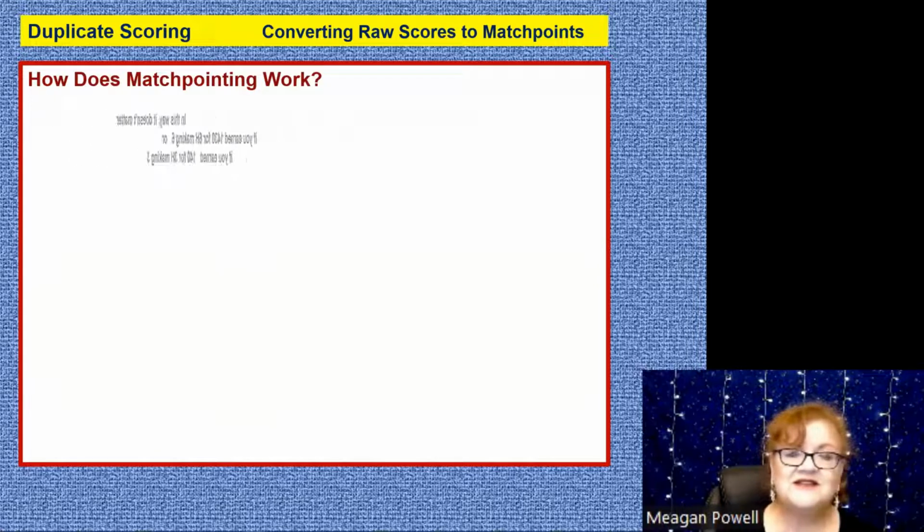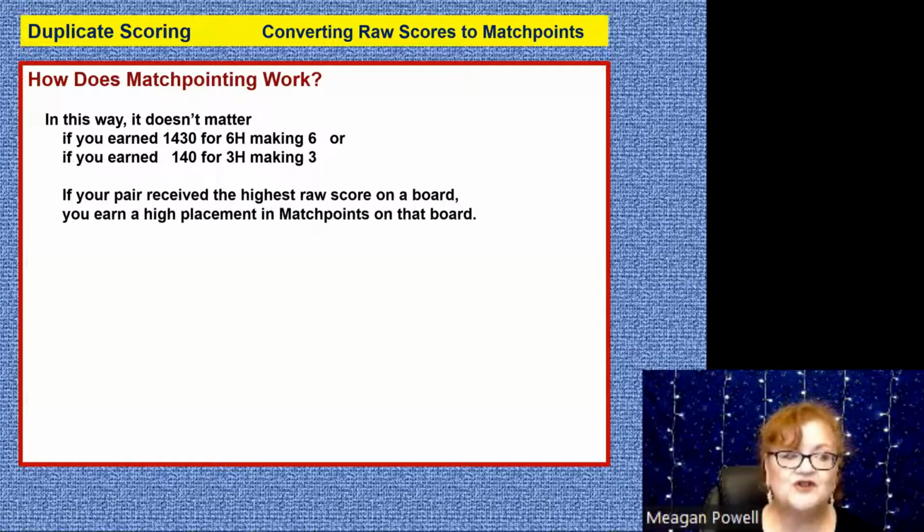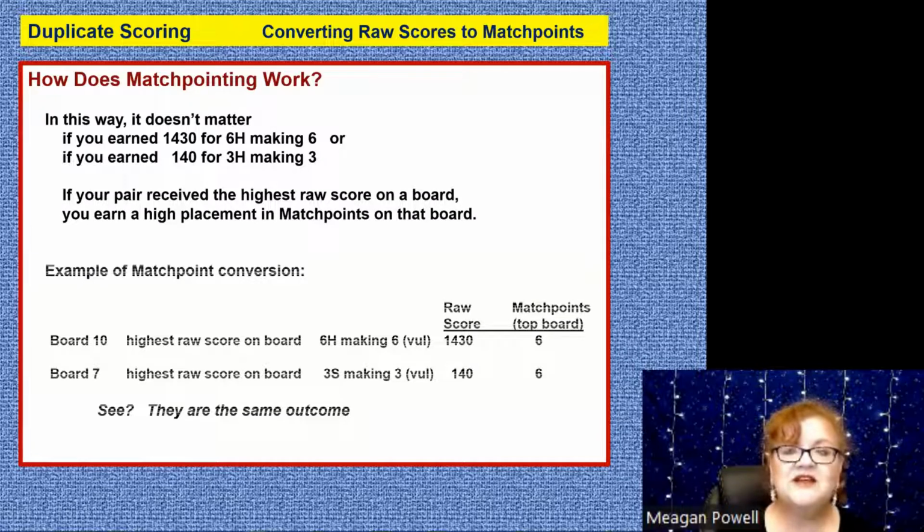So in this way, it doesn't matter whether the high raw score is 1430 points or if the high raw score is 140 points. Whichever pair receives the highest raw score earns the highest placement in match points. So if 1430 was the highest raw score on that board, they get converted to a six. If 140 is the highest raw score on another board, it gets converted to a six. Same outcome. It kind of levels things down and makes the gap between the partnerships smaller.